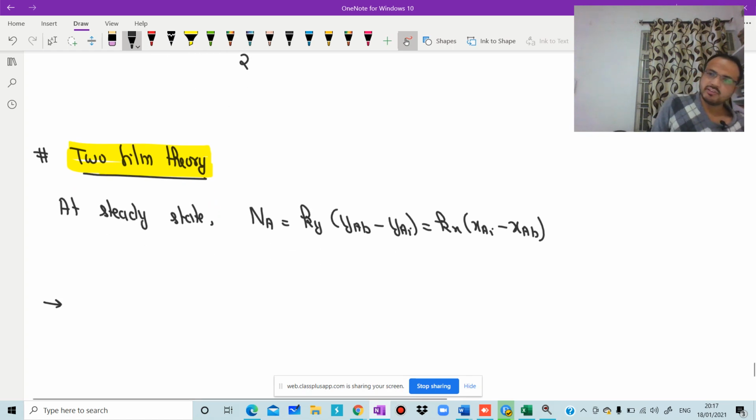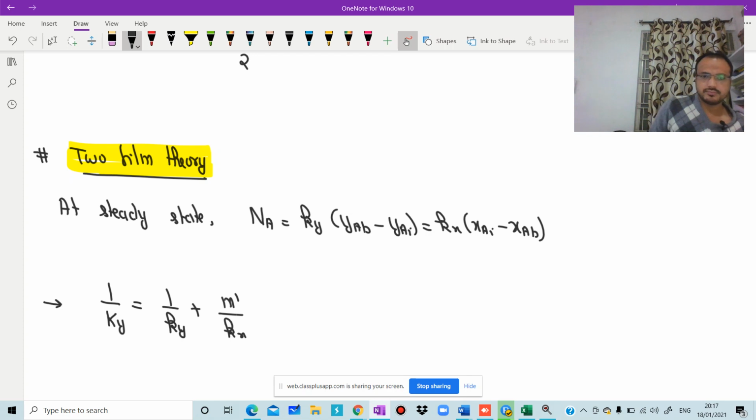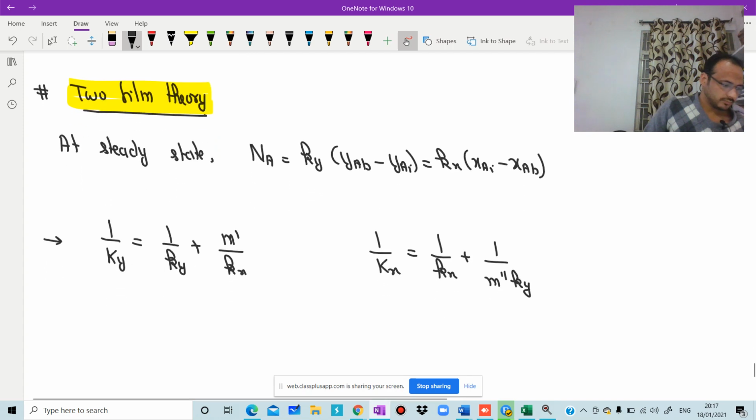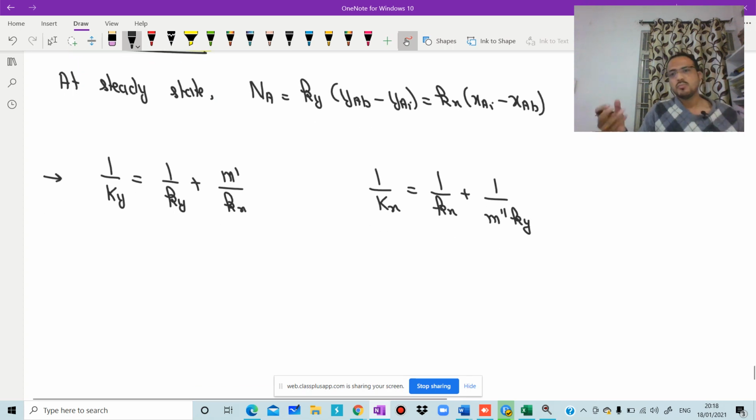The relation between the individual and overall mass transfer coefficient: 1 by Ky is equal to 1 by ky plus m prime by kx, and 1 by Kx is equal to 1 by kx plus 1 by m double prime ky. 1 by mass transfer coefficient is resistance. So the more the mass transfer coefficient, the less the resistance.